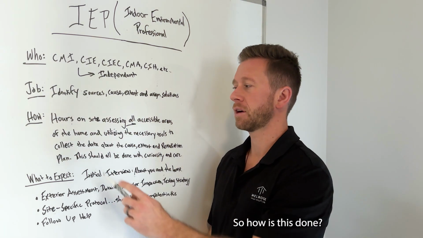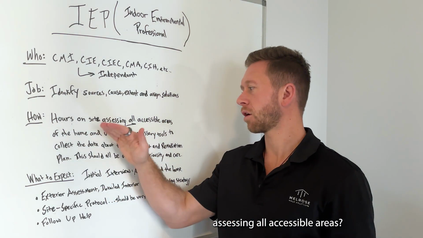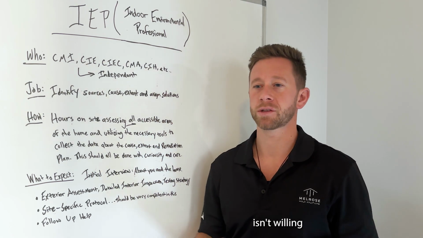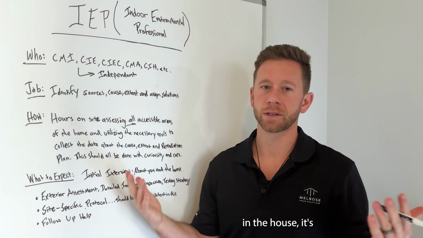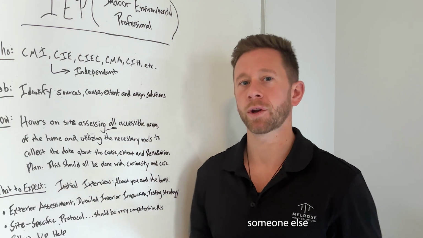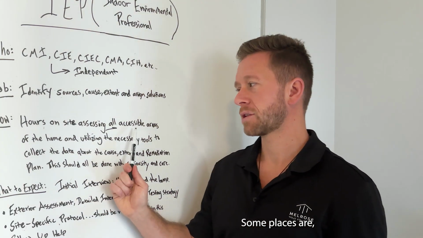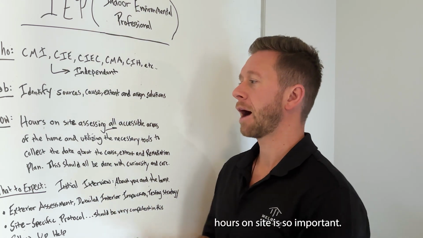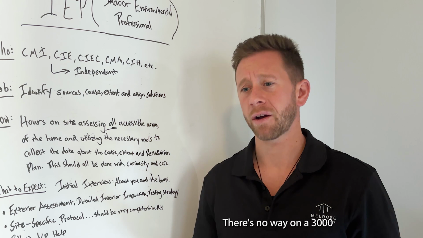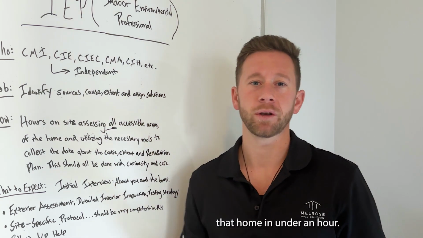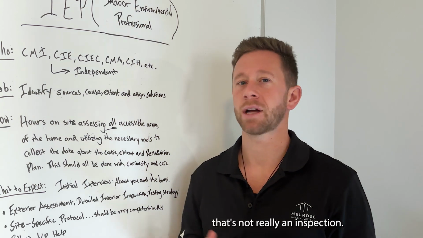So how is this done? Well, it should be hours on site assessing all accessible areas, okay? When I hear that a mold inspector isn't willing to go in a certain place in the house that's easily accessible, we should just be hiring someone else who will be thorough that way. Some places are pretty hard to access, but this is some of the stuff we need to talk about prior. Hours on site is so important. There's no way on a 3,000 square foot home, 2,000 square foot home, that someone can assess that home in under an hour. There's no way. That's not really an inspection.